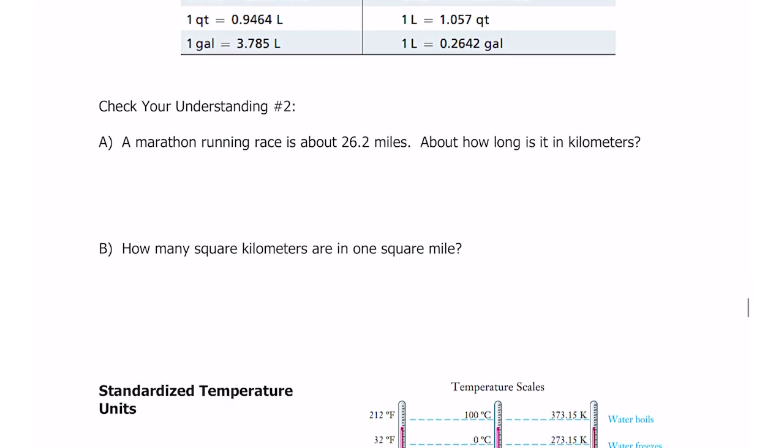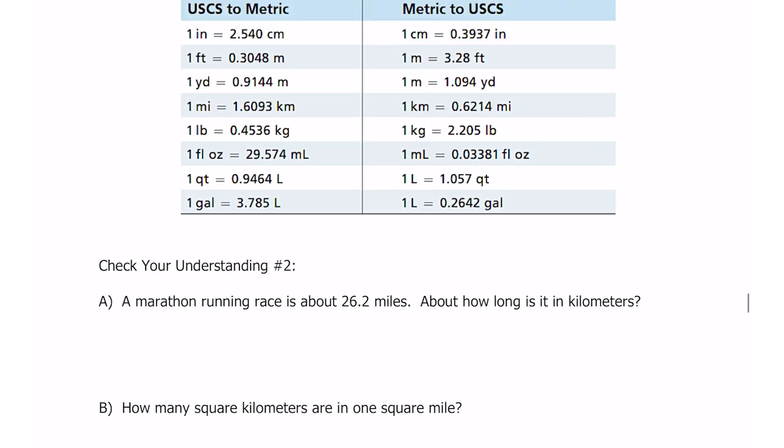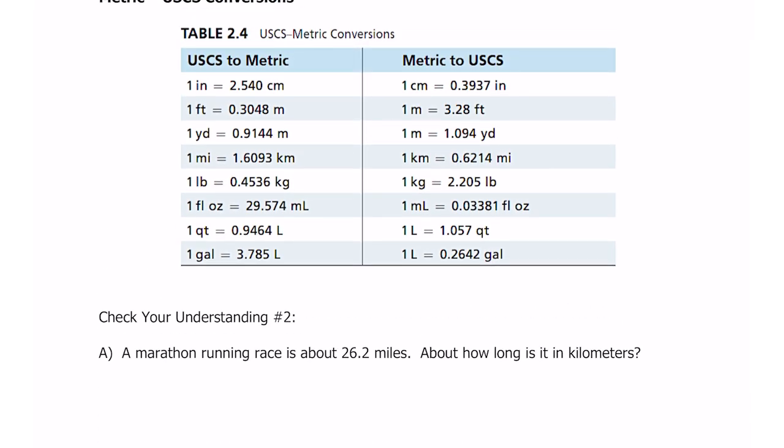Okay, so I'll give you an example here, and then I'll have you try B on your own. A marathon running race is about 26.2 miles. About how long is it in kilometers? So if I look, I can see that 1 mile is 1.6093 kilometers. So let's write that down.